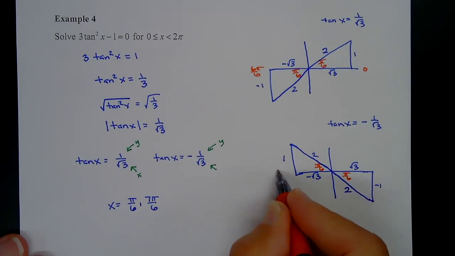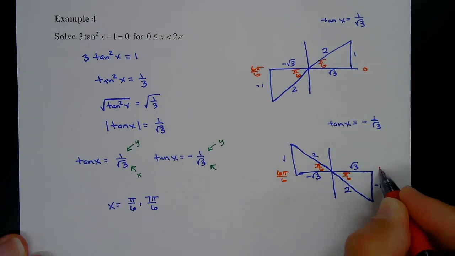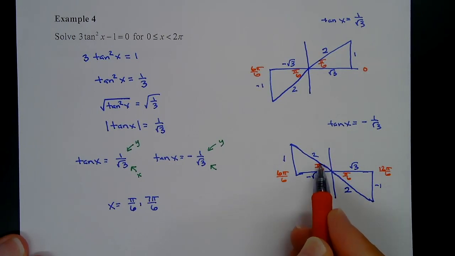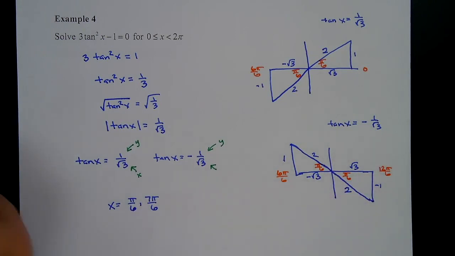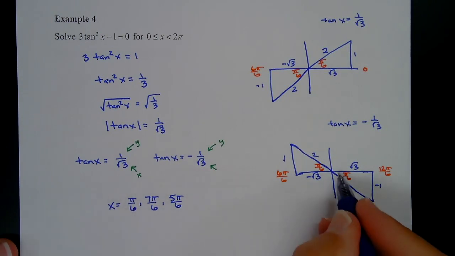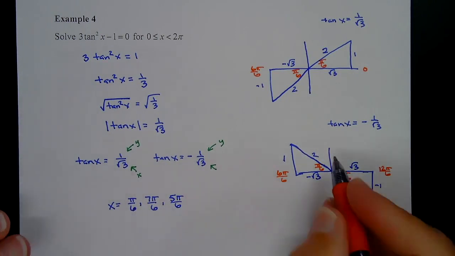Now remember, this would be 6 pi over 6, which is just pi. This one over here would be 12 pi over 6, or 2 pi, right? So if I rotate all the way to right here, going all the way to 6 pi over 6, I'd have to back up a pi over 6. So this would be 5 pi over 6. So that's a third answer to this problem, okay? Right here, so that would be this rotation right here.